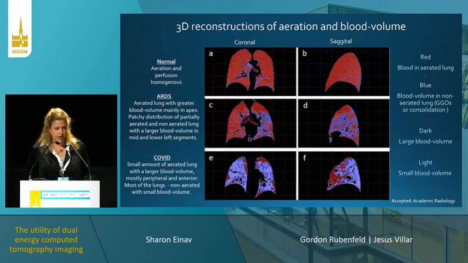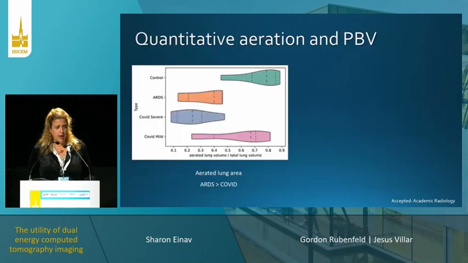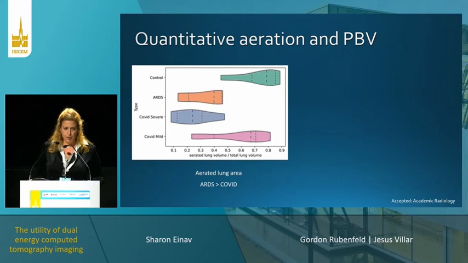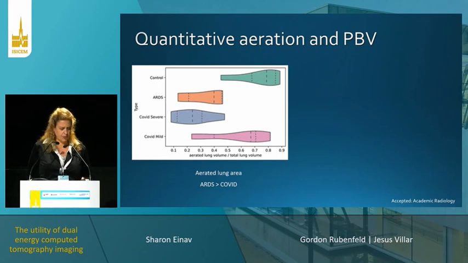And here you can see these are the 3D reconstructions of normal lungs, ARDS lungs, and lungs with COVID. And again, this is all using dual energy CT. You can see the difference visually, how it looks. I'm not going to go into it for lack of time now. We used our physicists to quantify the aerated lung area and found that for ARDS patients, the aerated area was overall higher than for COVID patients.